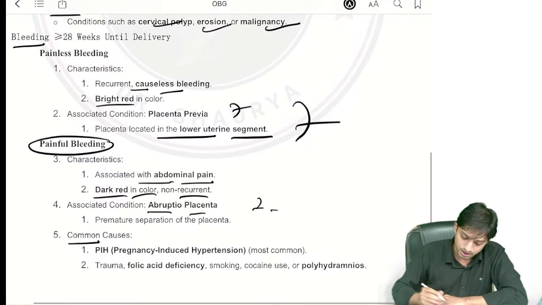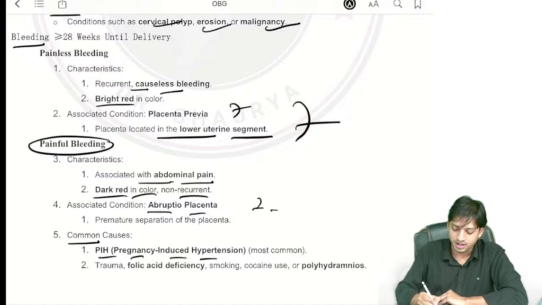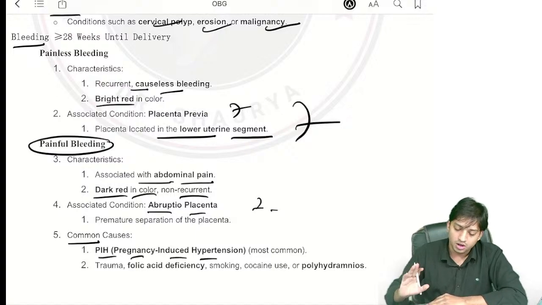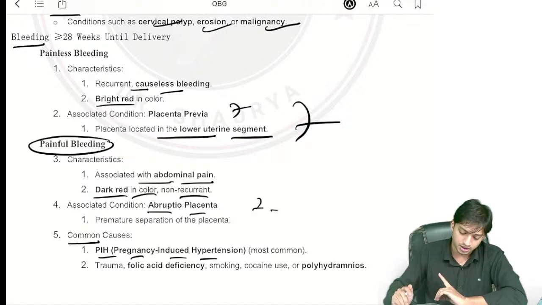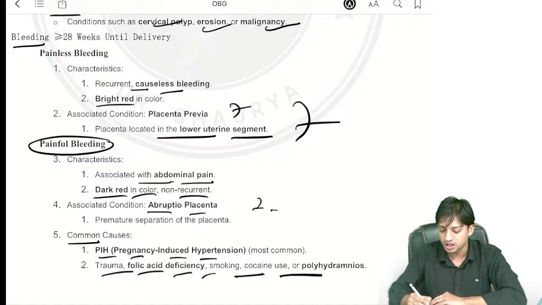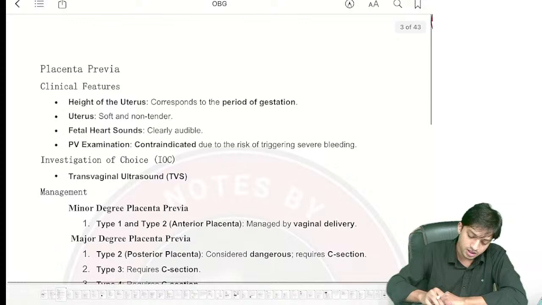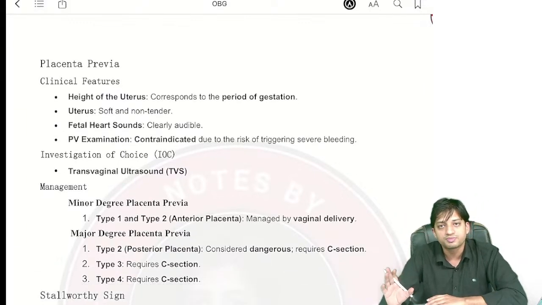Now, come here. So, here you have the common causes. What are the common causes? See, pregnancy induced hypertension is one of the most common causes of painful bleeding. Other common causes of bleeding are trauma, folic acid deficiency, smoking, cocaine use, and polyhydramnios. Coming to the individual topic, that is placenta previa.